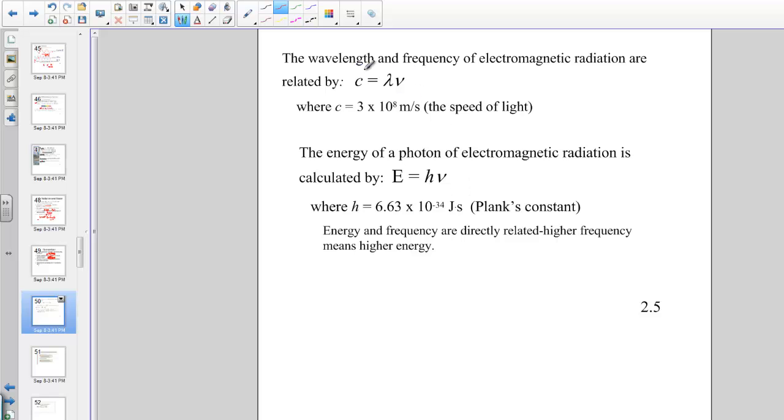So here we understand that wavelength and frequency are related to the speed of light. The speed of light is a constant, so if the wavelength goes up, frequency must go down, so that when they're multiplied, they come out with the same number, 3 times 10 to the 8th meters per second.